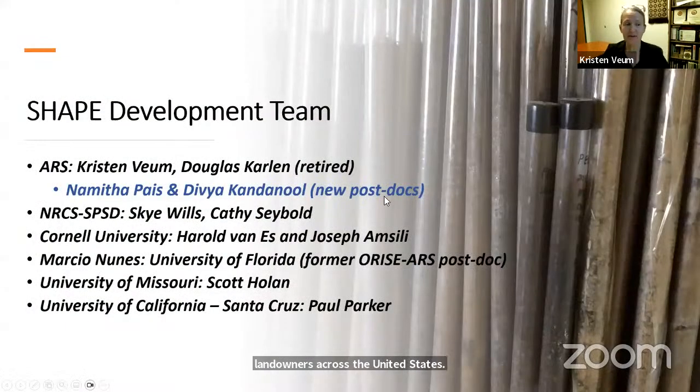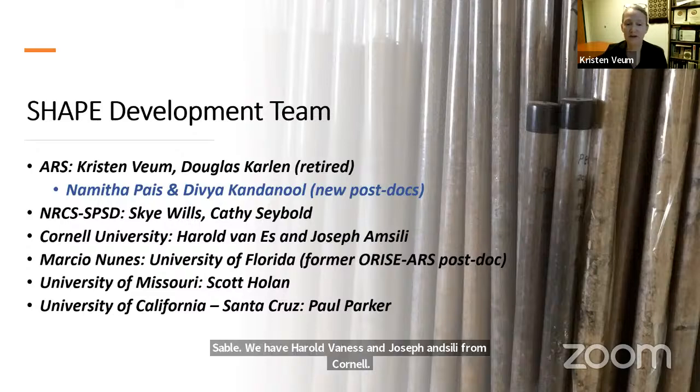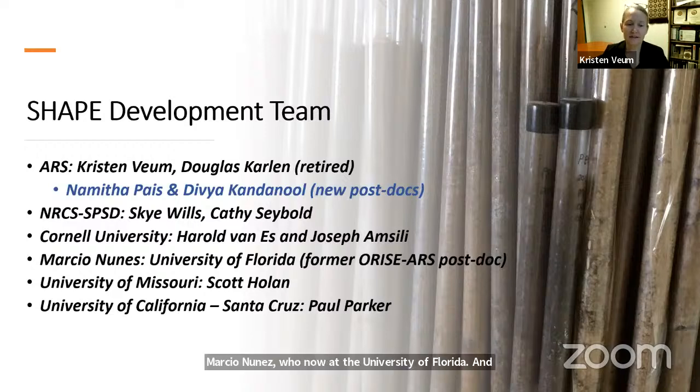First and foremost, I want to recognize the SHAPE development team that has worked on this project for the past 6 years. From the ARS, there's myself and Doug Harlan, who's now retired. From NRCS Soil and Plant Science Division, we have Sky Wills and Kathy Sable. We have Harold Van Ness and Joseph Van Seely from Cornell, Marcio Nunez, who's now at the University of Florida, and then our statisticians, Scott Holen at the University of Missouri, and Paul Parker at the University of California, Santa Cruz.